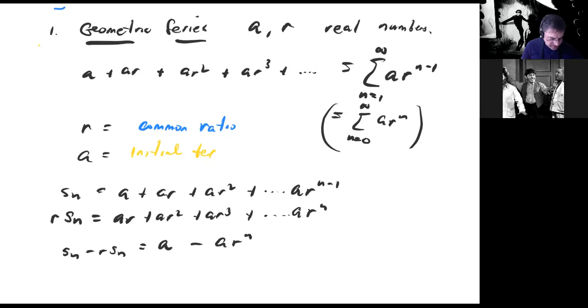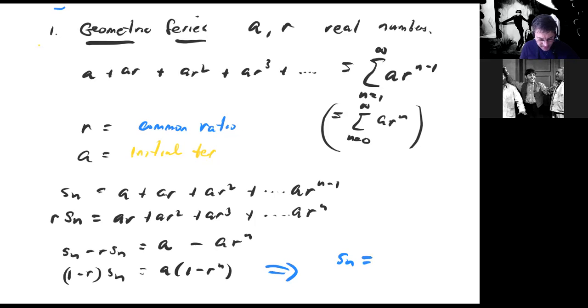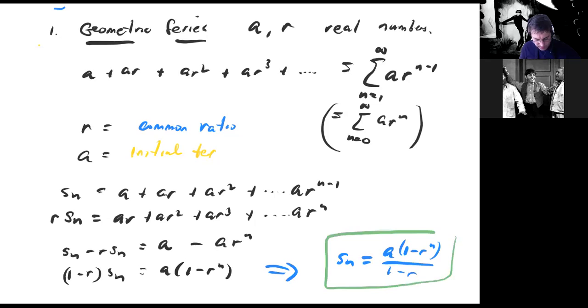So now what I'm going to do is factor out an S_n on the left side. So 1 minus r times S_n is equal, and I'm going to factor out an a on the right. So it's 1 minus r to the n. And now I solve for S_n. So what does that tell me? It tells me that S_n is equal to a times 1 minus r to the n over 1 minus r. So that should be boxed off. That's an important equation. Okay, so now that's the nth partial sum.